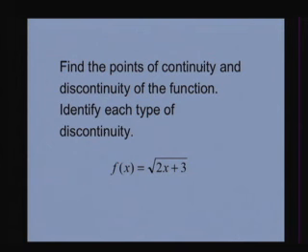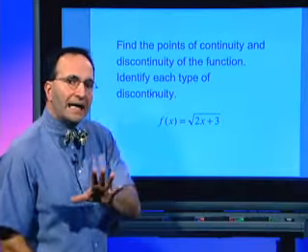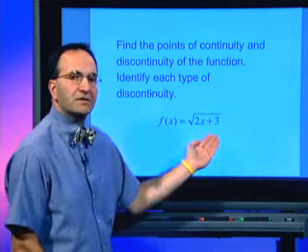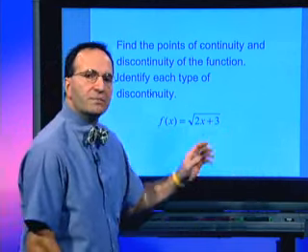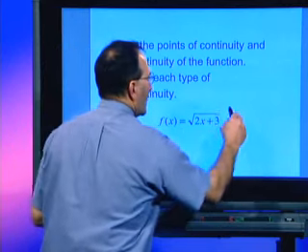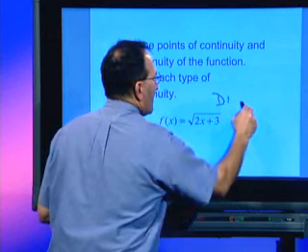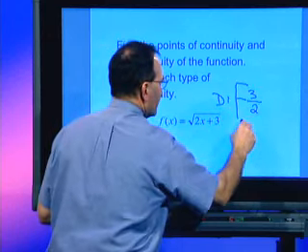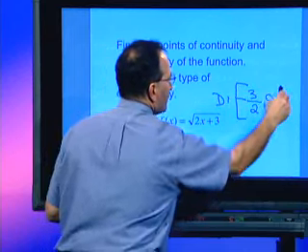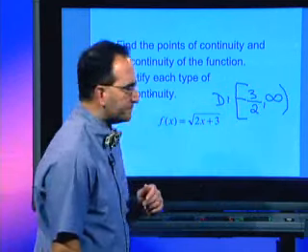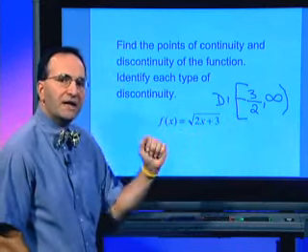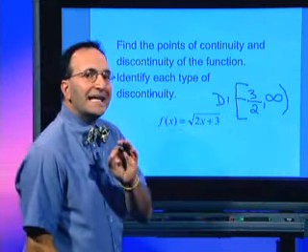Well, first of all, let's look at the domain of this function. We've got a square root, which means anything underneath there has to be 0 or greater, which means the domain can start at -3/2 inclusive, and then go all the way up to infinity. So that's our domain.